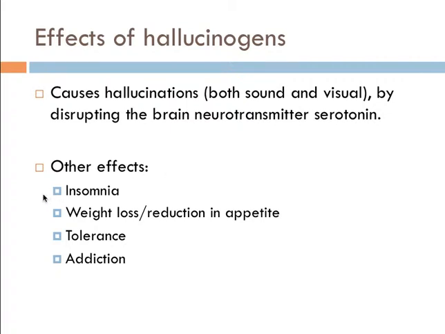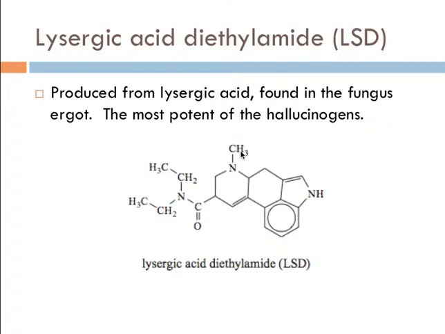Some other effects, and you should notice the similarity between these and some of those stimulants: insomnia, weight loss or reduction in appetite, a tolerance, and or an addiction to the hallucinogens. Okay, so let's take a look at the structure and similarities, and we're going to start with LSD. This is produced from lysergic acid, which is found in a particular fungus. It is the most potent of the hallucinogens. So that's an important thing to note, that it is the most potent.